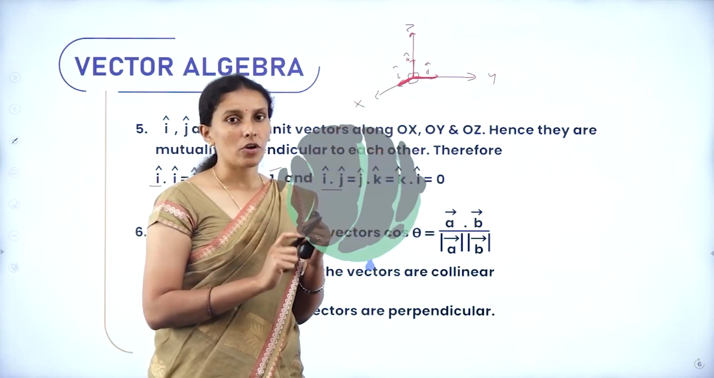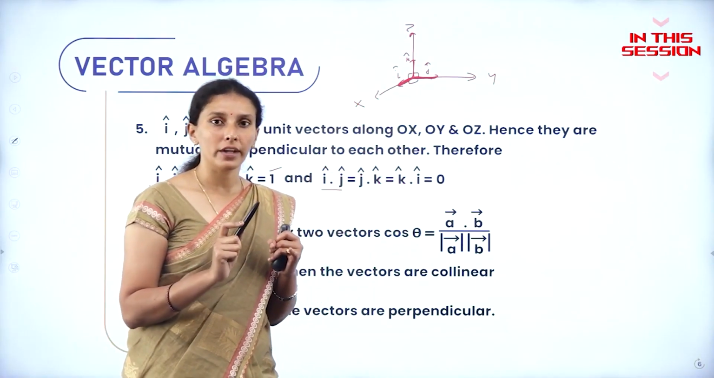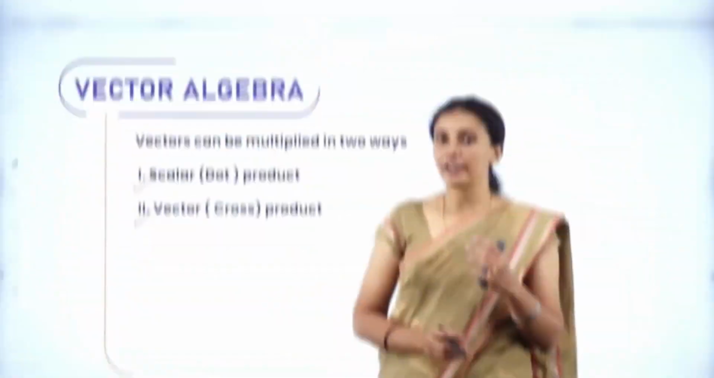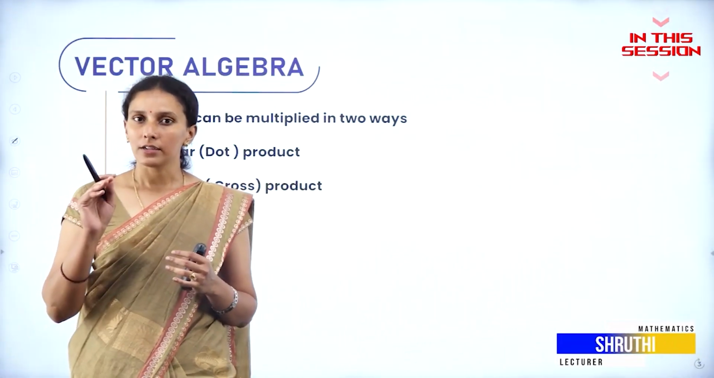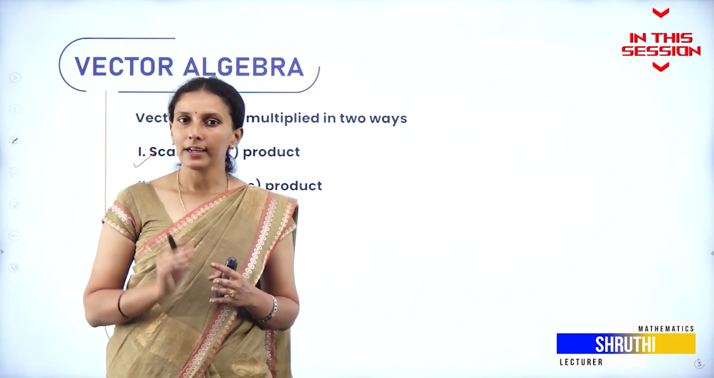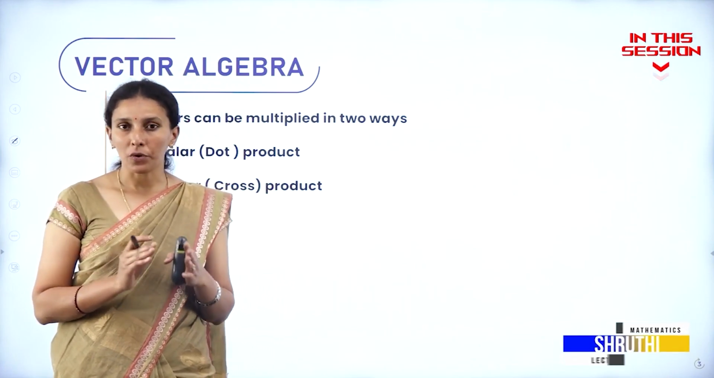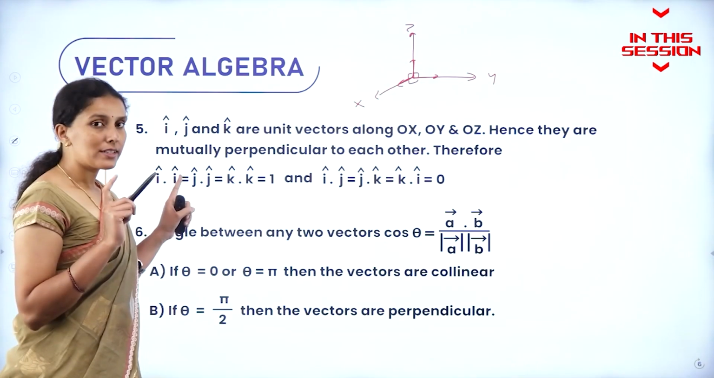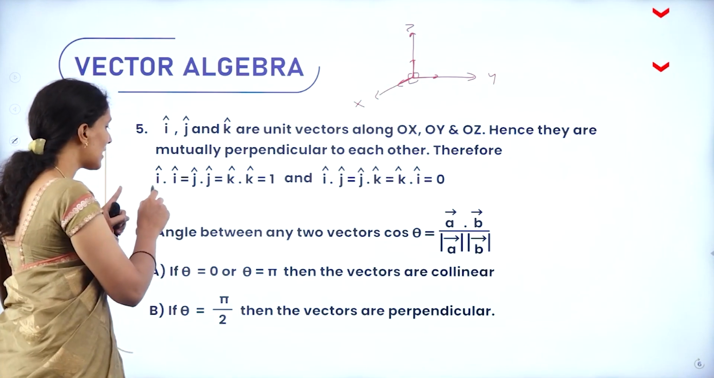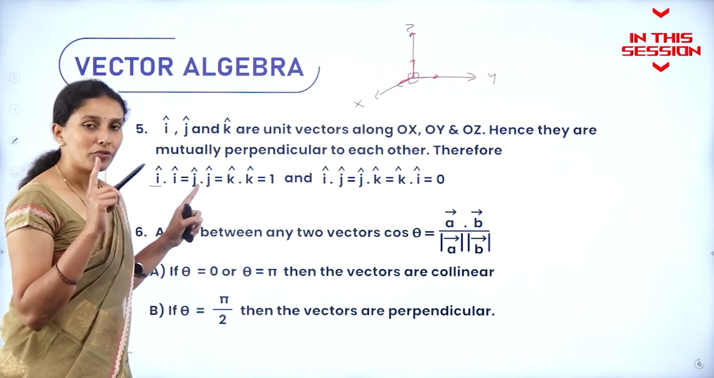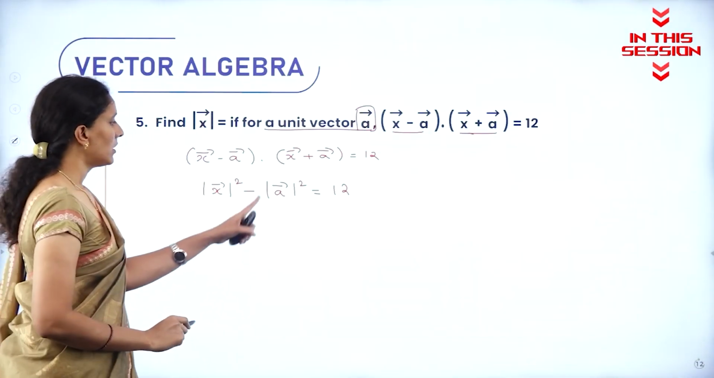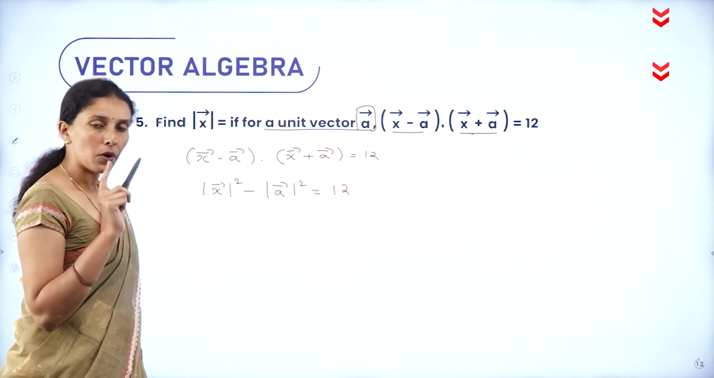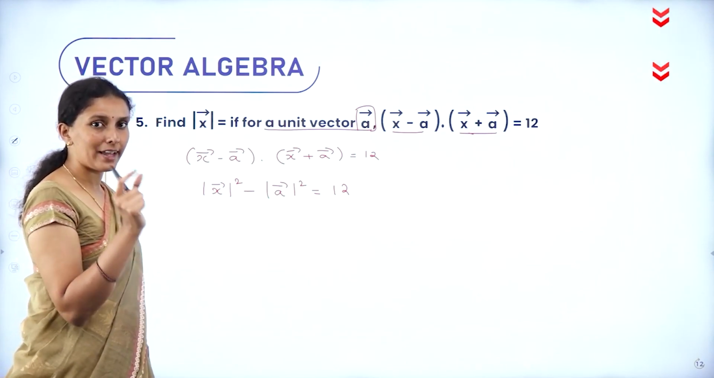If two vectors are perpendicular, their dot product is always 0. Vectors can be multiplied in two ways. One is scalar product, also called dot product, and another one is the vector product or cross product. What is the magnitude of y? Since this is a unit vector, the magnitude of a unit vector is always 1. Vector A is a unit vector. Then the modulus of vector A is 1, or the magnitude of vector A is 1.